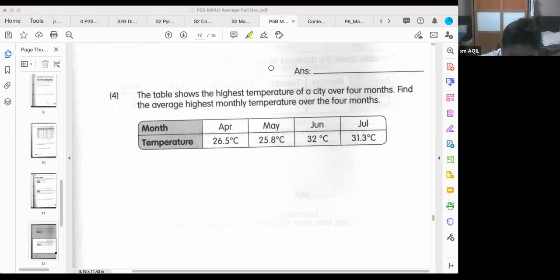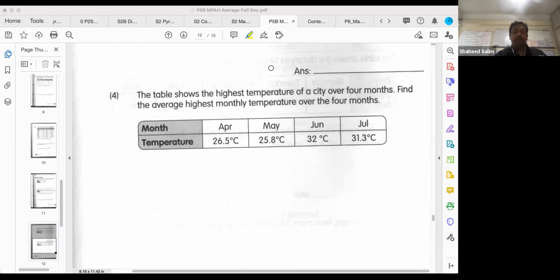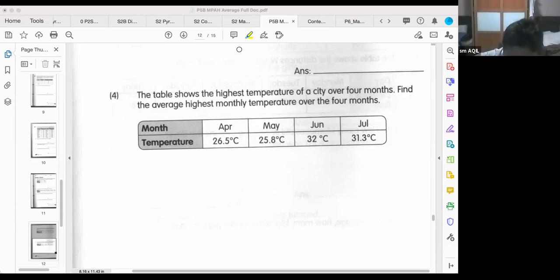Teacher, the calculator is not with me. Never mind, I'll be your calculator. 28.9 degrees. Teacher, I have it on my phone. Okay, can. 28.9 degrees.